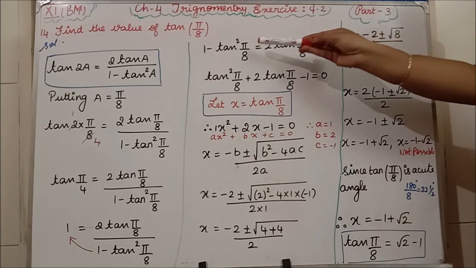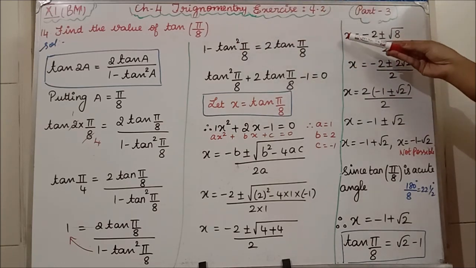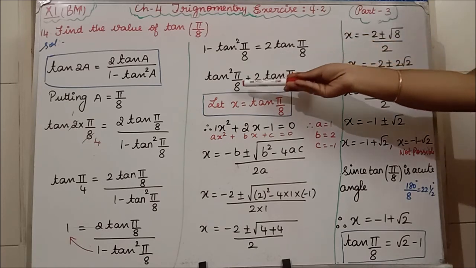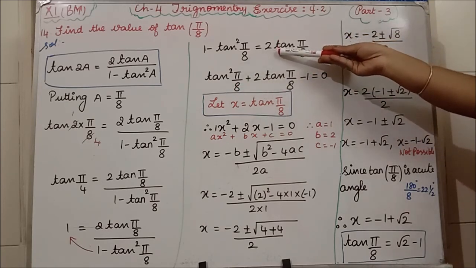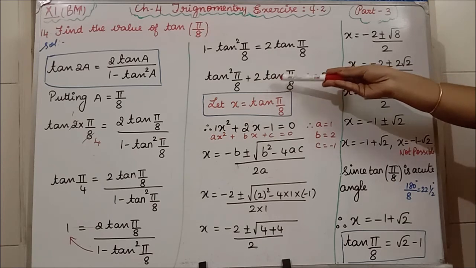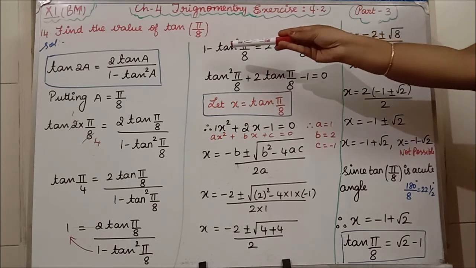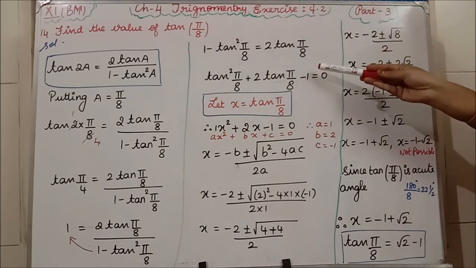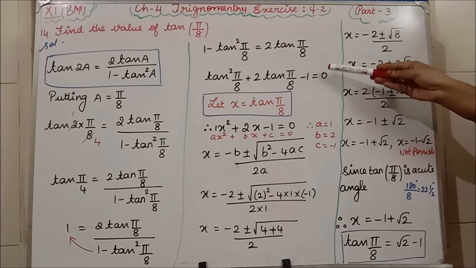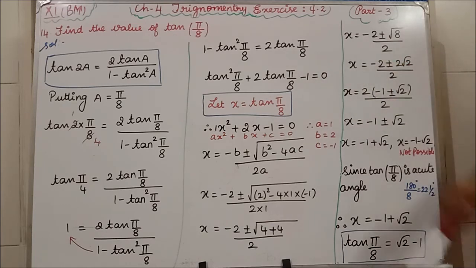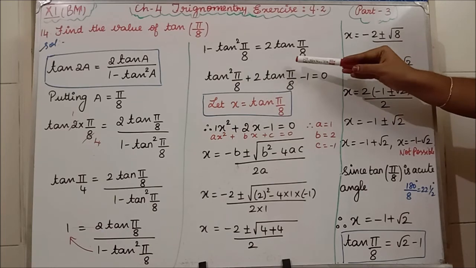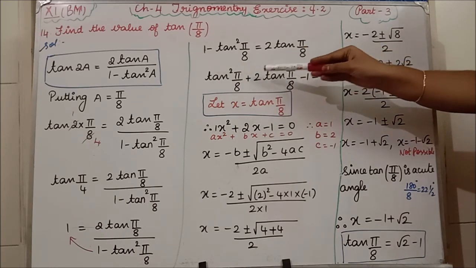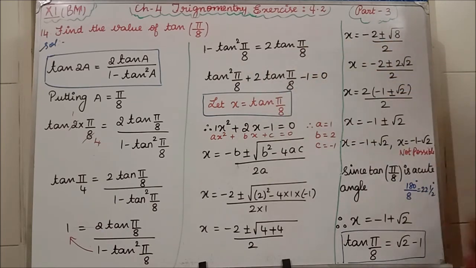Okay, see, first I am taking this tan square a this side, it will become positive. So I am writing that first. Then already it is positive, so plus 2 tan pi by 8. Then taking the plus 1 to this side, it becomes minus 1 equal to 0. Now, wherever I am having tan pi by 8, I am going to take it as x. Okay, so for that only, you can understand it very easily.